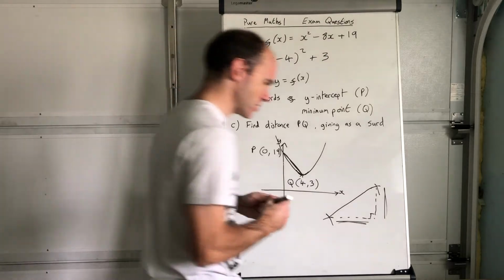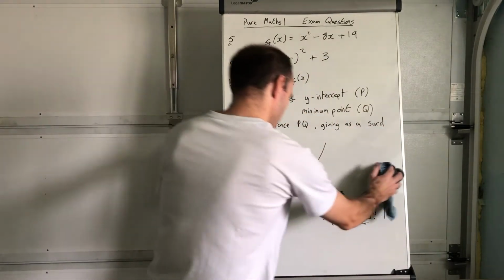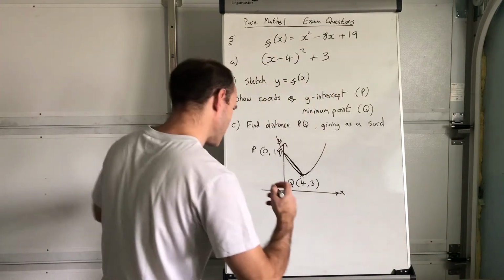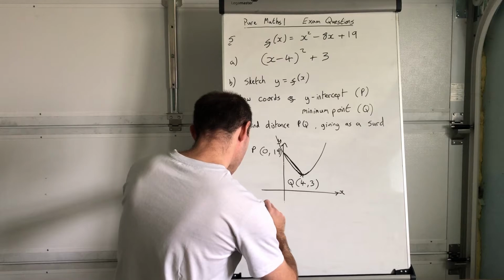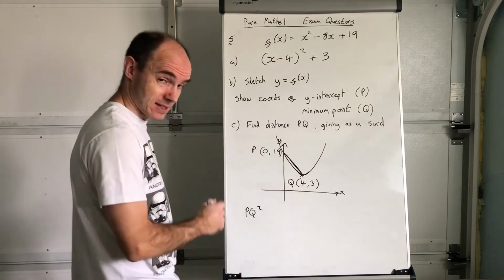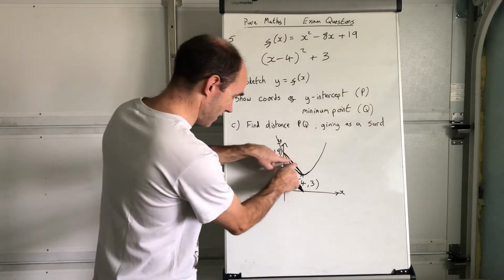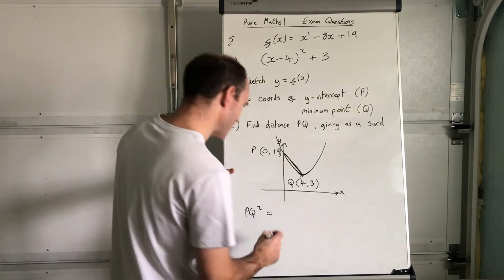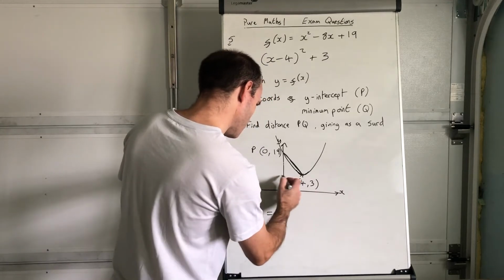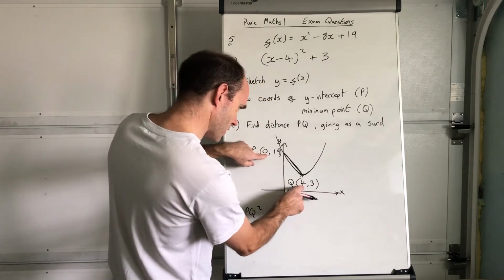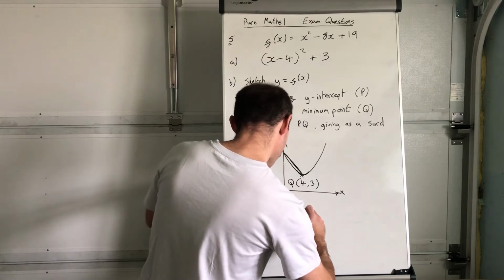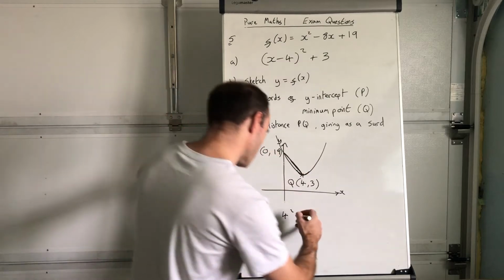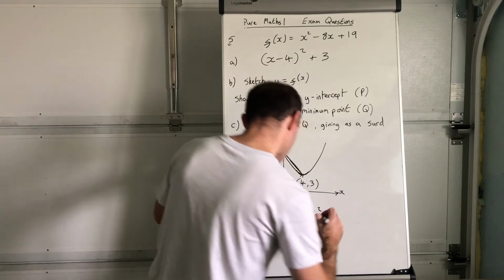You can always use Pythagoras' Theorem, so that's the method we need to use here. Write down PQ squared, because it's a length PQ, is equal to... what's the change in horizontal going to be? That's 0 to 4, so 4 squared. And the change in vertical? That's 19 minus 3, so 16. So 4 squared plus 16 squared, isn't it?